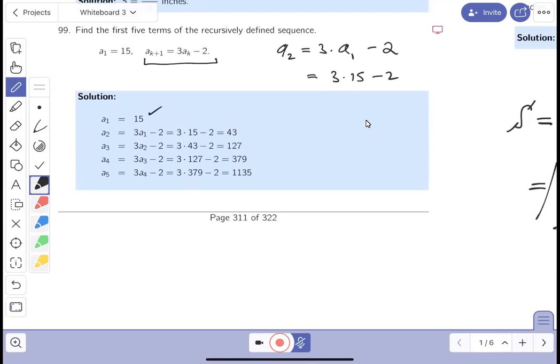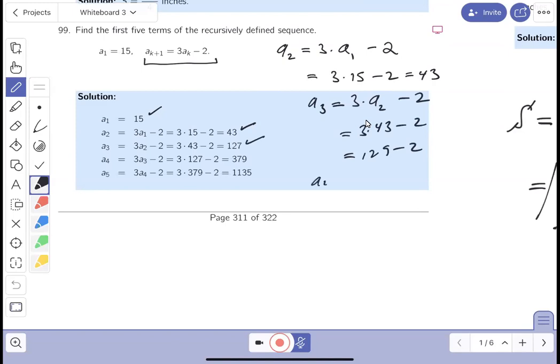That's 45 minus 2, which is 43. All right, let's put down A3 now. What's A3? It's 3 times A2 minus 2. Well, what's A2? It's 43. What's 3 times 43? 129. What's 129 minus 2? 127.